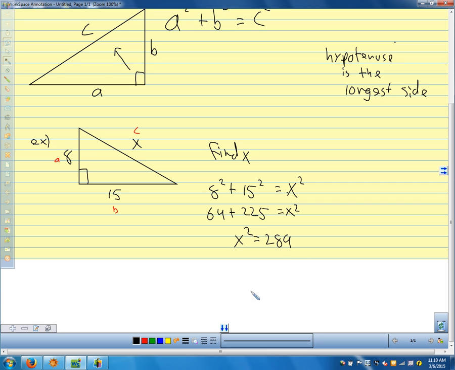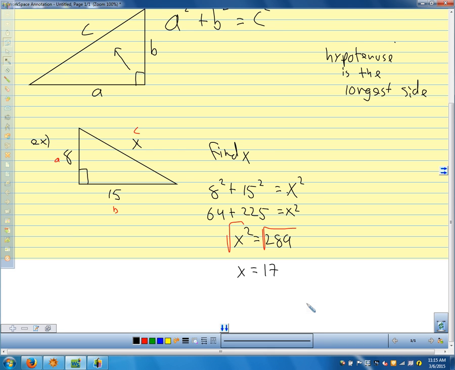And how do we undo a square? Square root, take the square root of both sides, and x equals, anybody know the square root of 289? It's a perfect square. Almost. 17. 169, 13? So the 9, you're on the right track. All right, so there's that one.